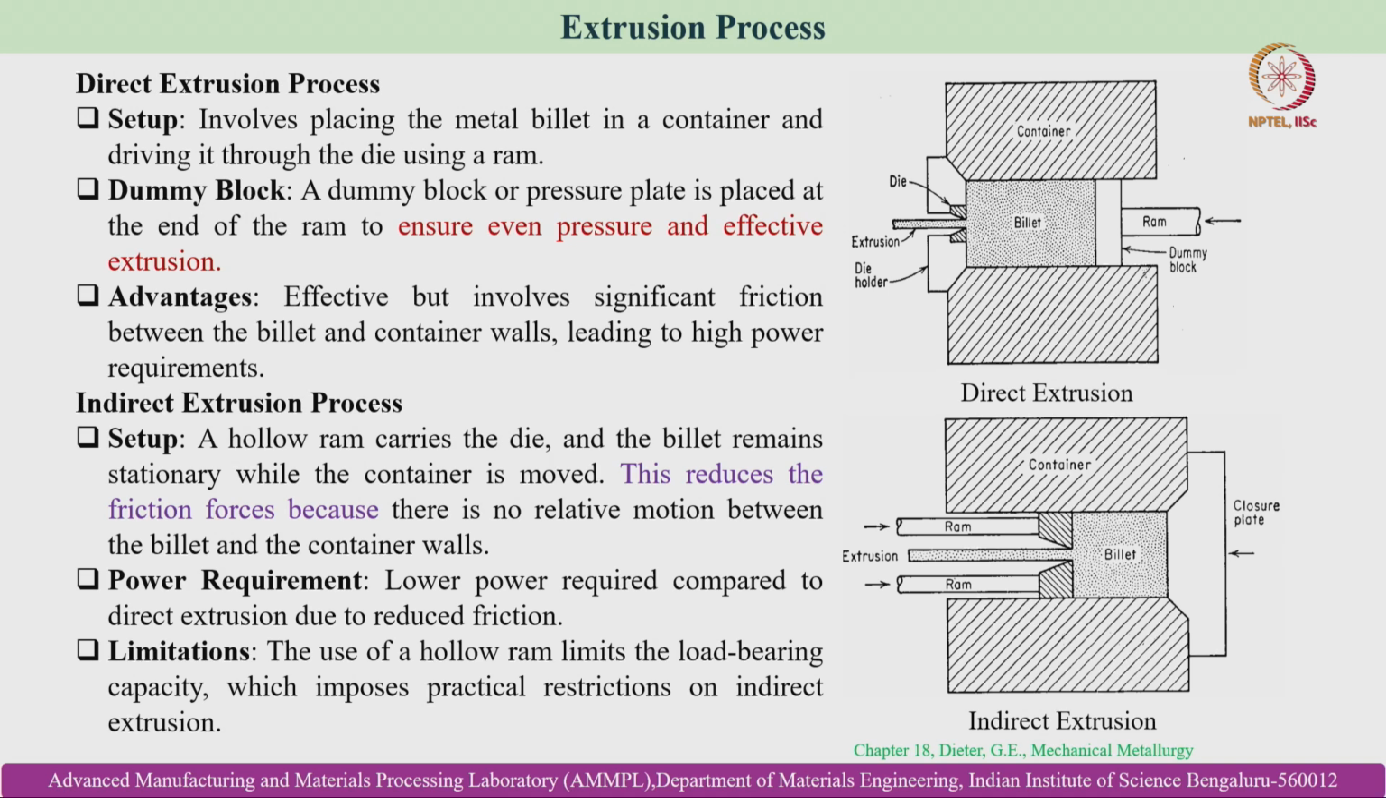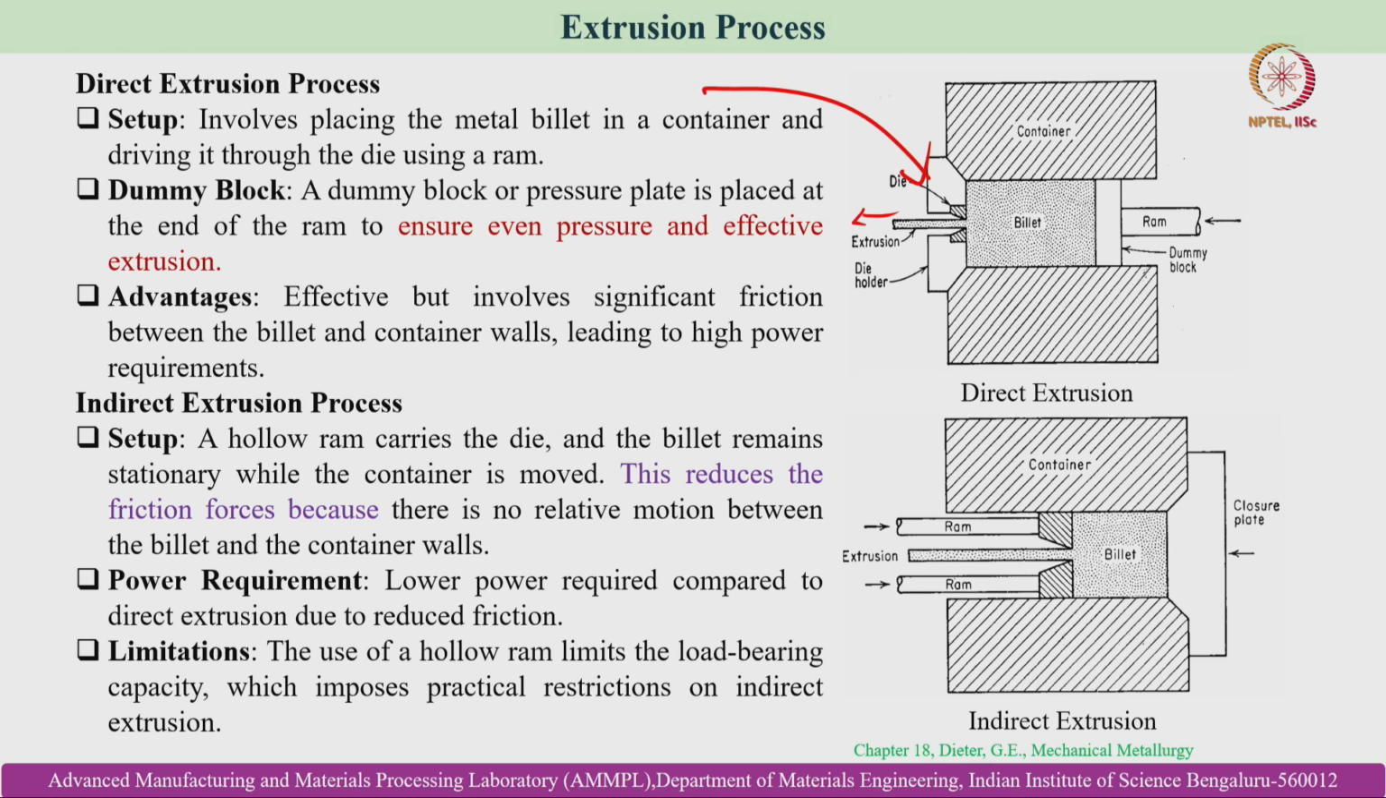In this case the setup involves placing the metal billet in a container and driving it through the die using a ram. So, this is a case of direct extrusion. You can see the extruded metal is exiting the die cavity in the direction of the movement of the ram. This is the die and this is the extruded rod that is coming out of it due to forward extrusion, and a dummy block or pressure plate is placed at the end of the ram to ensure even pressure and effective extrusion. The advantages are effective, but it involves significant friction between the billet and container walls, leading to high power requirements.